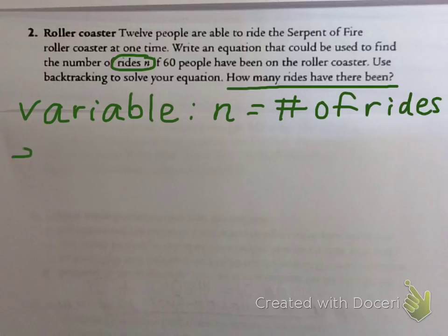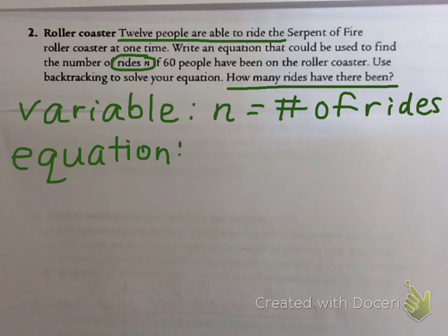Next, I need to figure out what equation I'm going to write. Going back in the problem, I know that 12 people can ride the roller coaster at one time. That's 12 people per ride. I want to find out what equation I could write to find how many rides if there's been 60 people on the roller coaster. 12 people per ride.